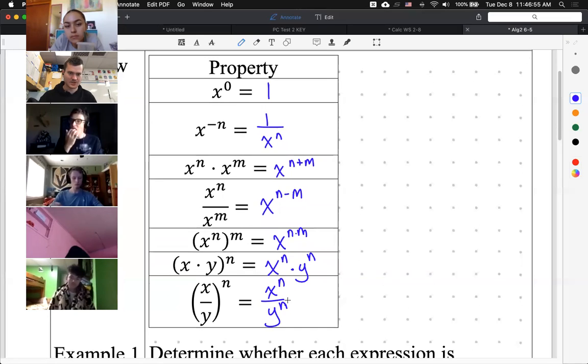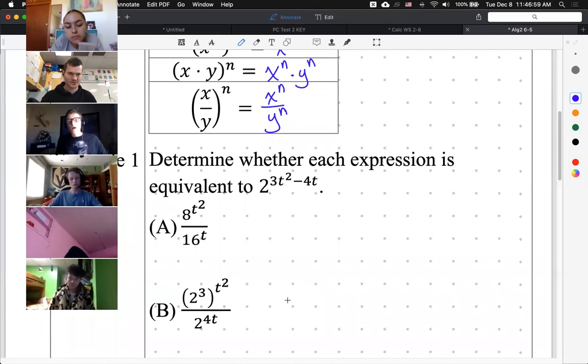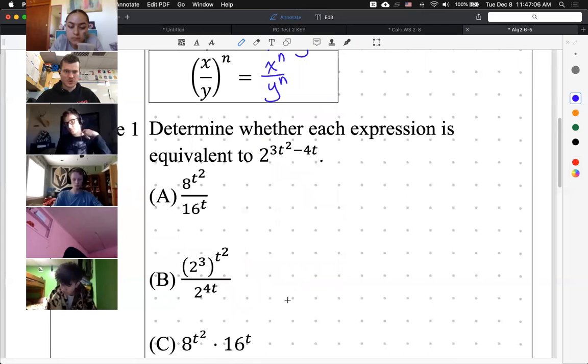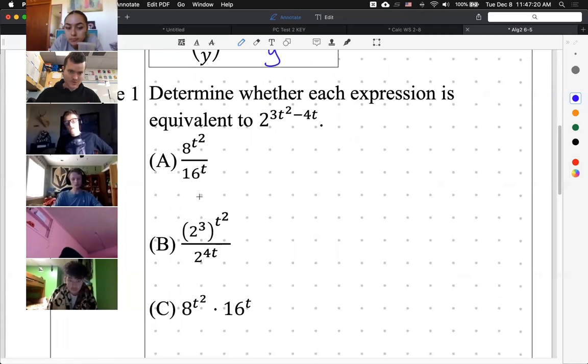Let's try using these with our higher degree terms down here in example one. Okay, so number one, determine whether each expression is equivalent to 2 to the power of 3t squared minus 4t, all of that in the exponent. That seems hard. Let's try it. So obviously the base here is 2, which means all of our bases have to be converted to 2.